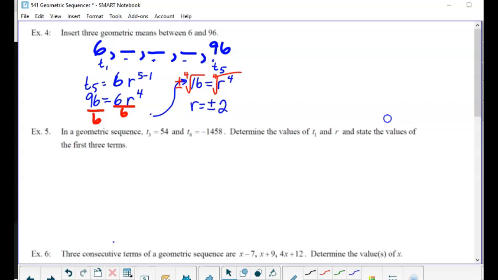So if we choose the positive, it would be 12 times 2 is 24 times 2 is 48 times 2 is 96. If we use the negative, then it could be negative here. So this could be plus or minus. That's always going to be positive. This could be plus or minus, and that's always going to be positive. Okay.